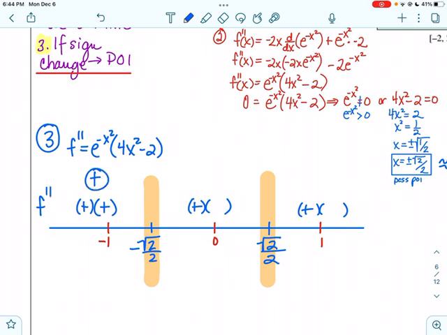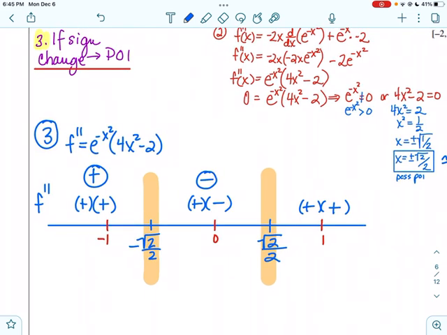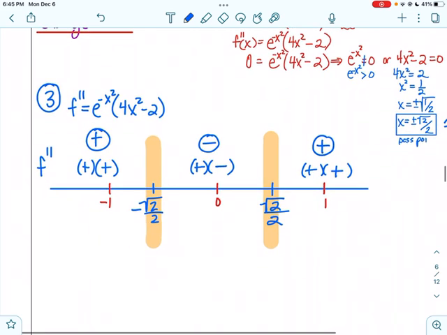If I put 0 in here, I'm going to get a positive times a negative. So now I know my second derivative is negative. And if I put a 1 in, I get 4 times, remember, e to the negative x squared is always positive. If I put 1 in, I'm going to get 4 times 1 squared minus 2, which is 4 minus 2, which is positive. So I get a positive times a positive on the last interval from root 2 over 2 to infinity. So let's make our conclusions.